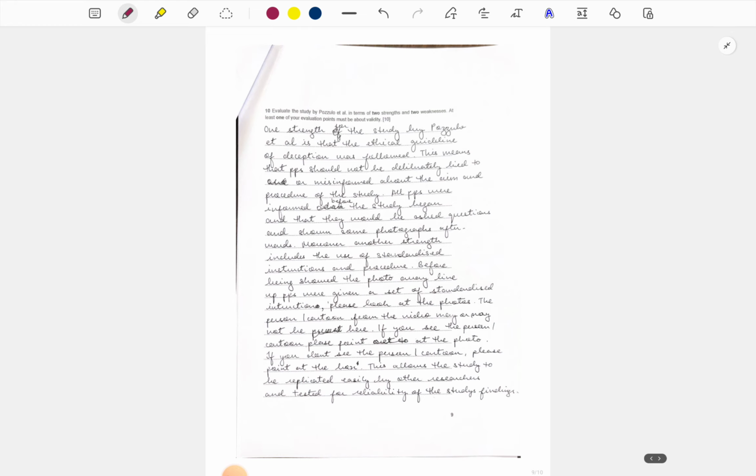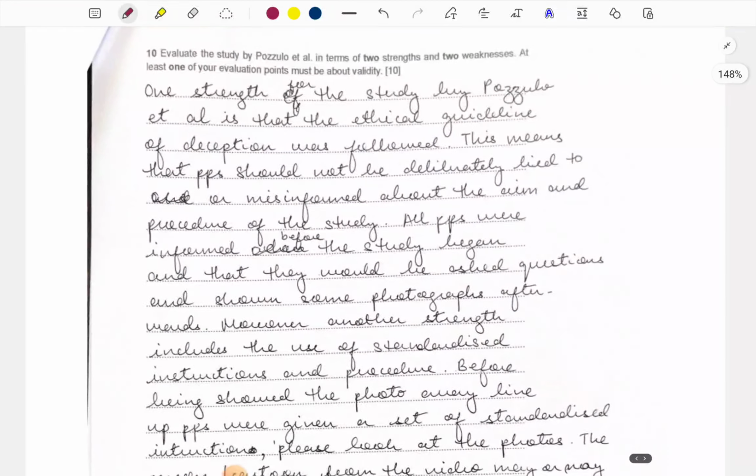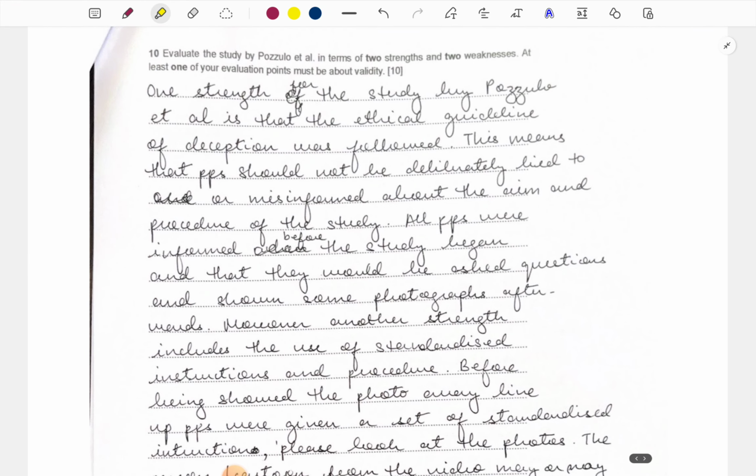Okay, let's come to the 10 marker, the last question. Evaluate the study by Pozzulo et al. in terms of 2 strengths and 2 weaknesses. Now here there are a lot of merits in this answer to learn from. One thing, the student begins with very good lead-in phrases like one strength, then she mentions another strength. Really a very good way of writing.